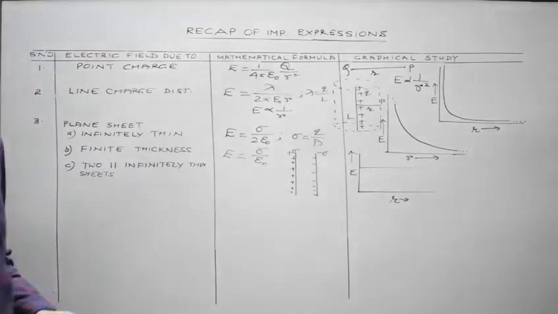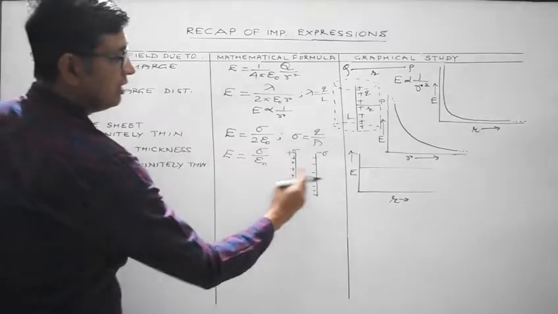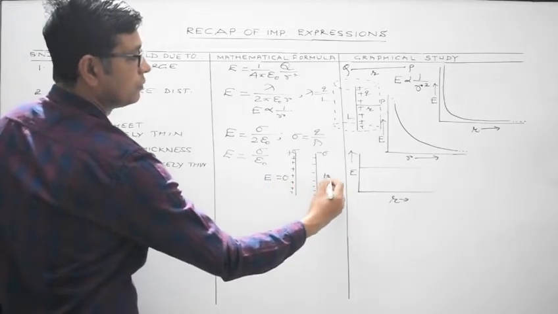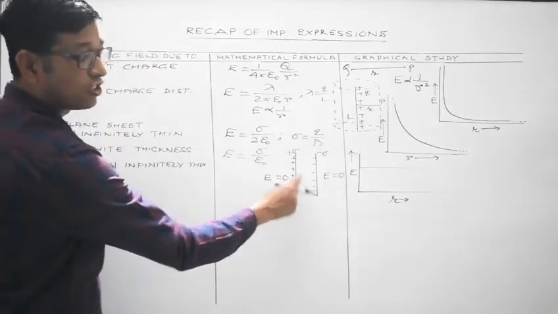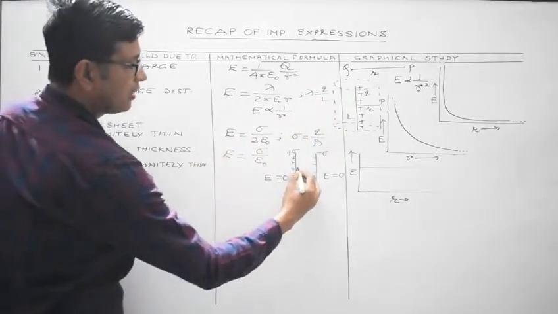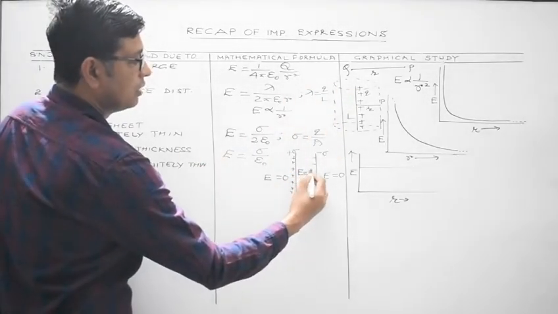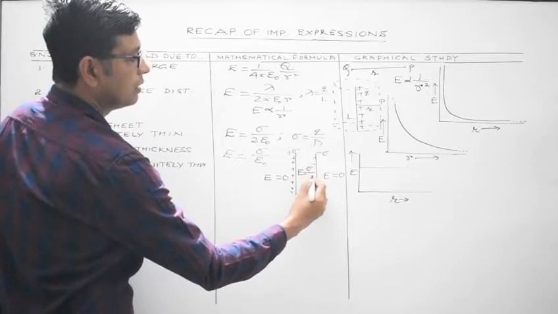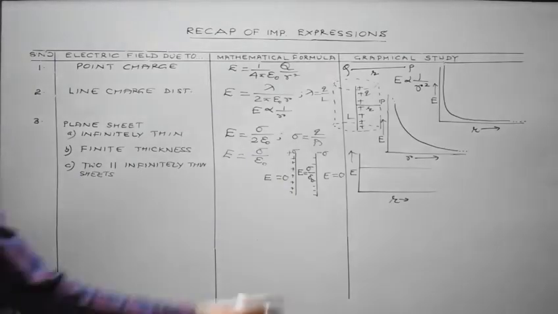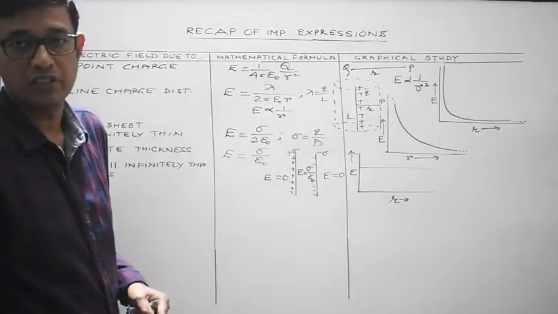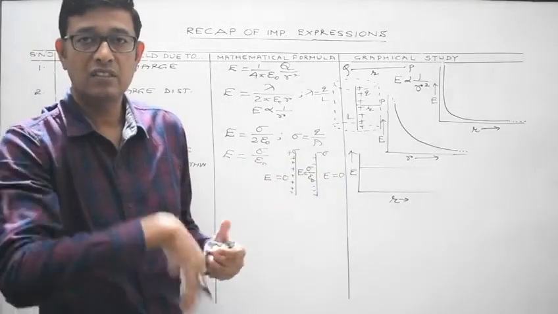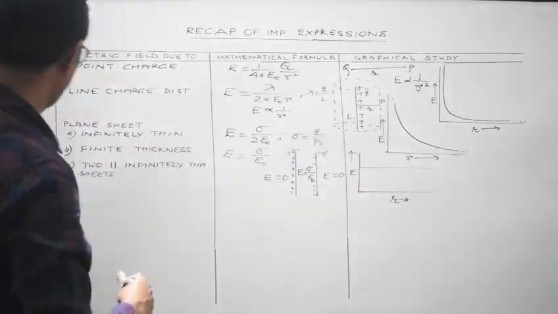So here what we have discussed was, in the extreme region the electric field was found to be zero, while in the central region, that is the space between the two plates, the electric field is found to be sigma by epsilon naught. Sigma is the surface charge density. So this was also a very important result which we have discussed, right? We will be making use of these results in the next chapter as well.